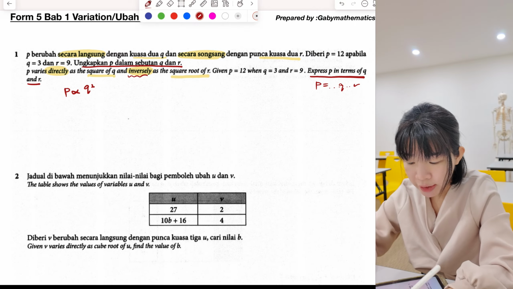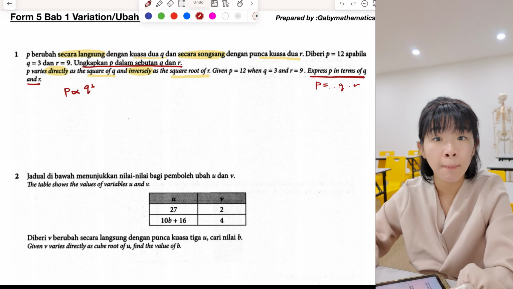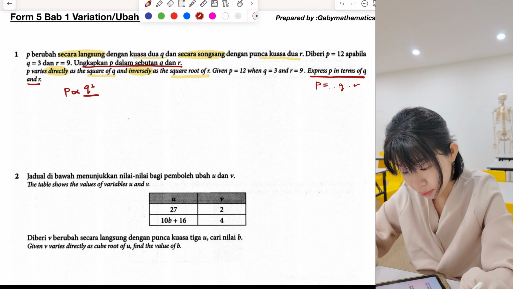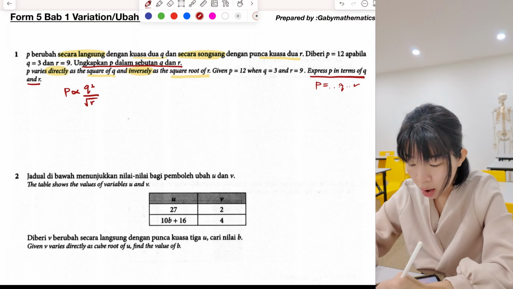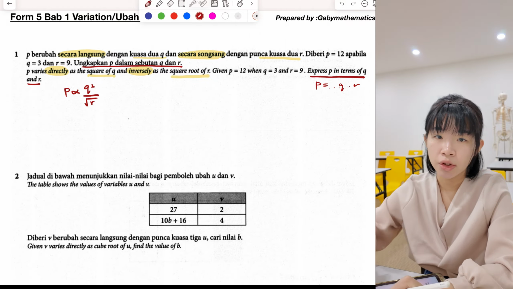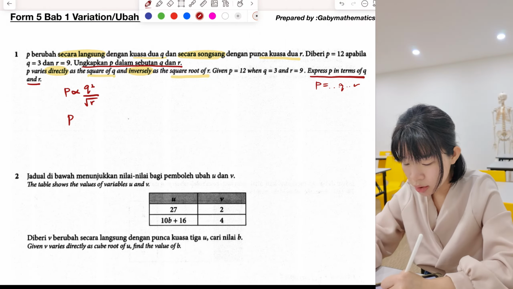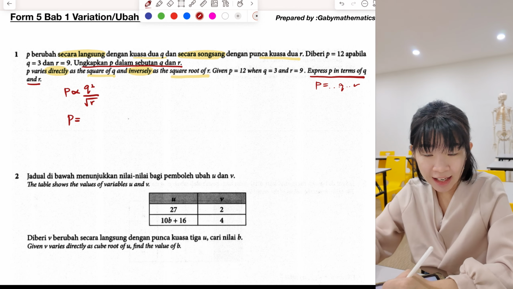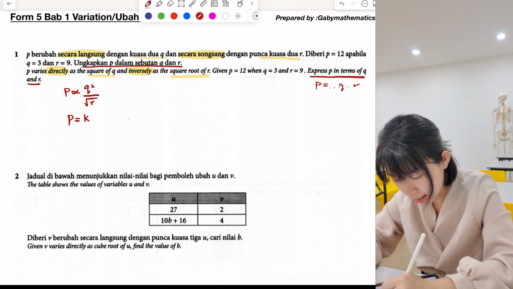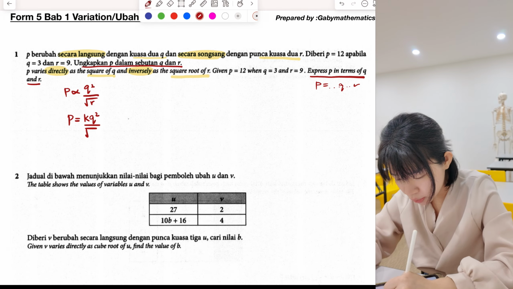Now when you see inverse, songsang, make sure you write it at the bottom. So what must we write at the bottom? Square root of R, square root R. So this is called variation form, bentuk ubahan. After that, we have to change it to an equation. So the moment we change to equal, you have to add K. The K we put on top: K Q square over square root R.